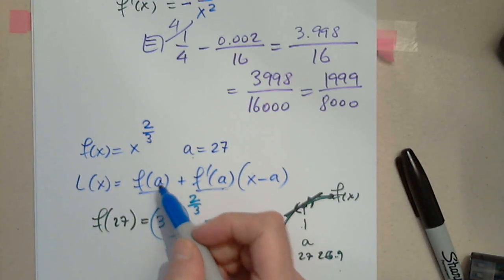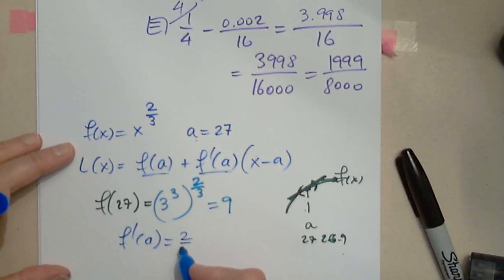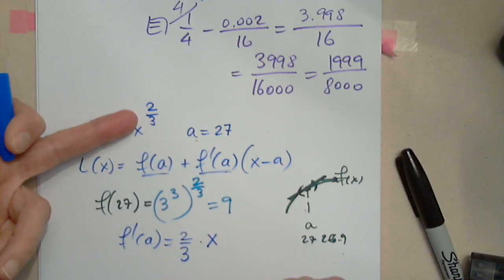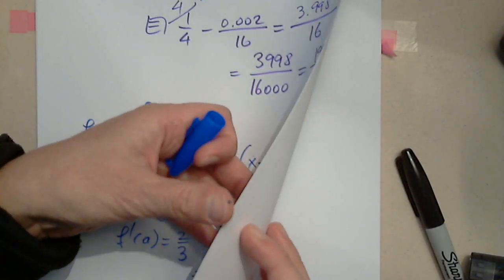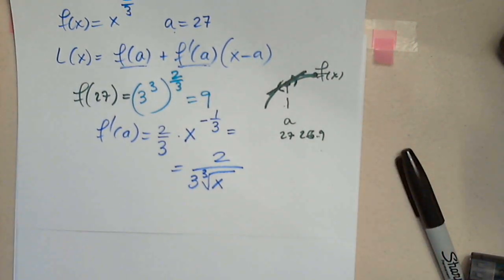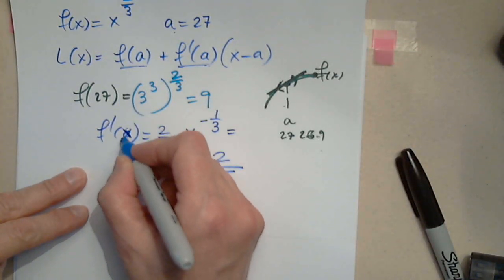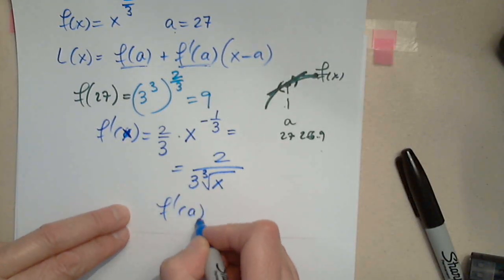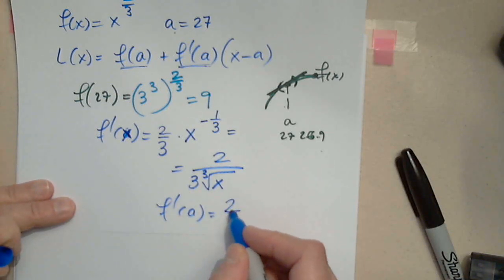Okay, so now we have this. Now I have to find f prime. F prime of x, I bring down 2/3 times x, but I subtract 1 from 2/3, and that will give us negative 1/3. So this will basically be 2/3 over the cube root of x. And again, I'm sorry, this is just x first. So now, f prime of a, when I plug in 27, the cube root of 27 is 3. 3 times 3 is 9, so this will be 2/9.